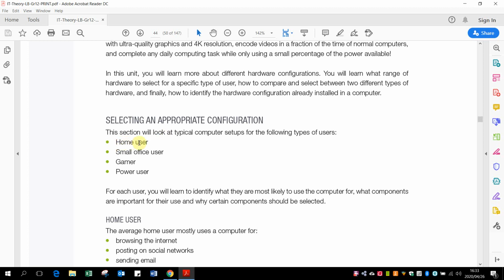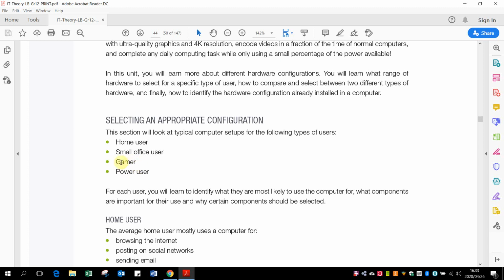First one is our home user. Somebody that just wants to go to Facebook, browse the internet a bit and type small documents and emails. Or you get your small office user that actually uses it in like a doctor's firm where it's just a small office where limited people work on the computer to do their business stuff.